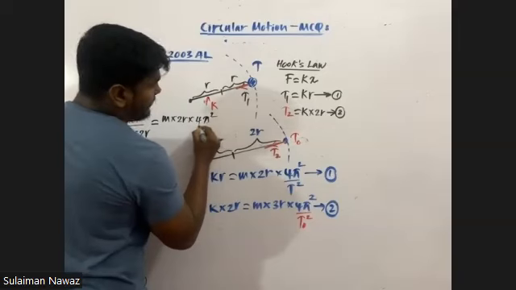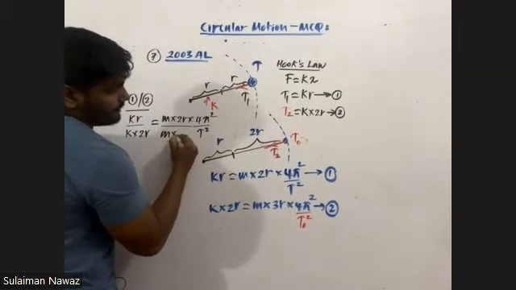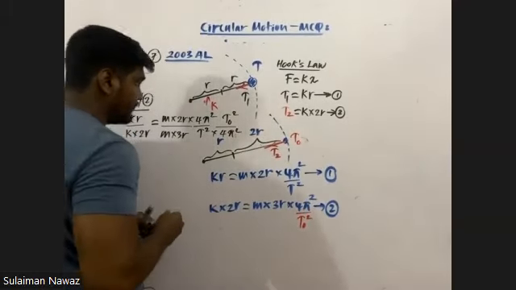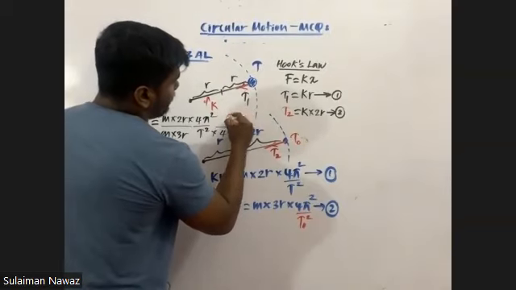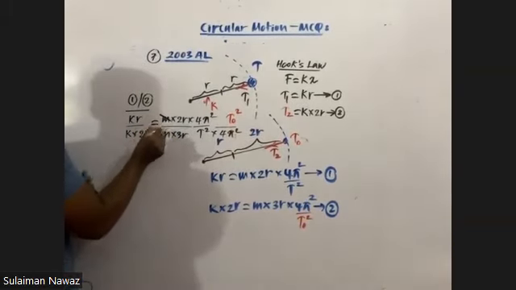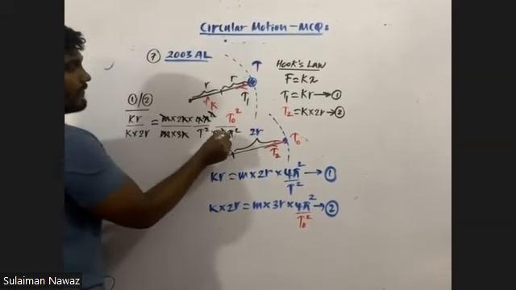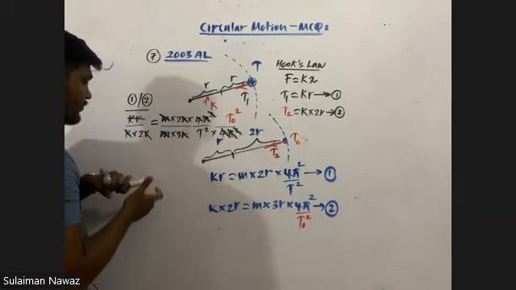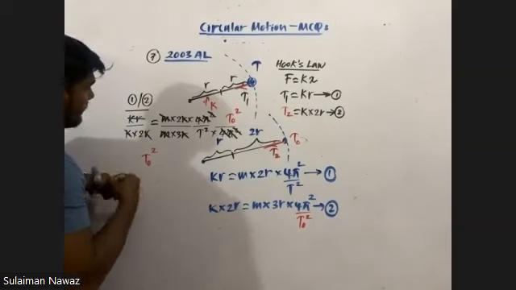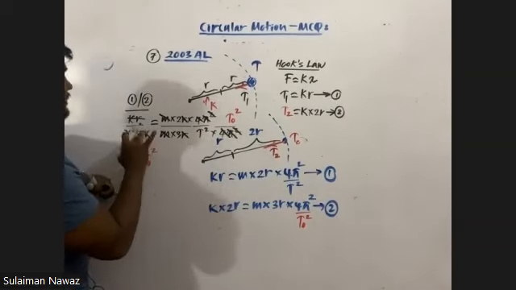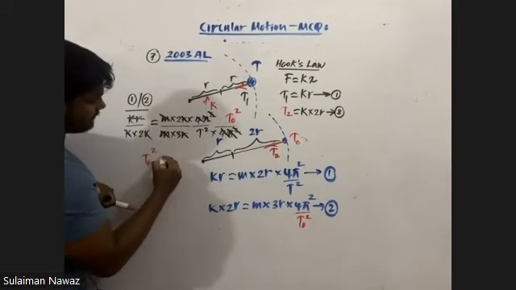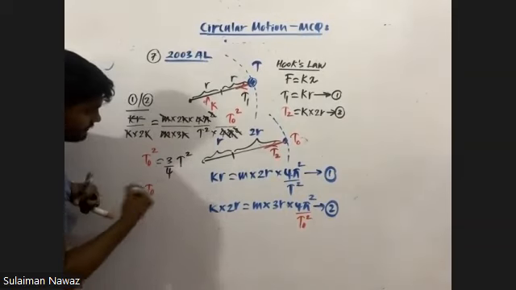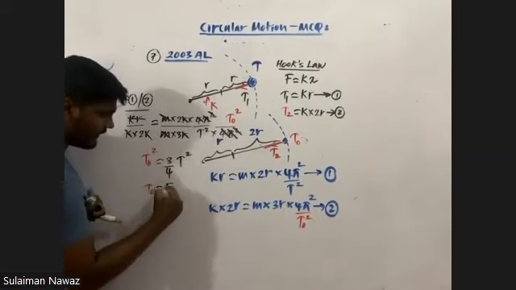Kr over K into 2r equals m r 4 pi squared over capital T squared, over m into 3r 4 pi squared over capital T0 squared. Now you can get the answer here. The m, r and 4 pi squared cancel out, and K cancels out. Then what remains is T0 squared equals 3 over 4 capital T squared. Taking the root on both sides, T0 equals root 3 over 2 capital T.